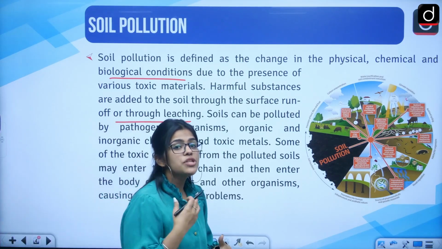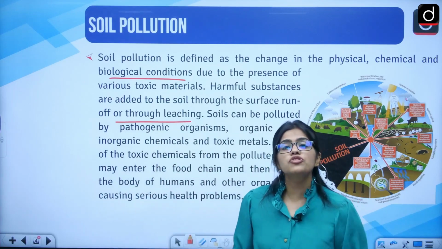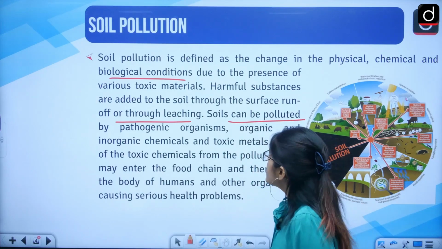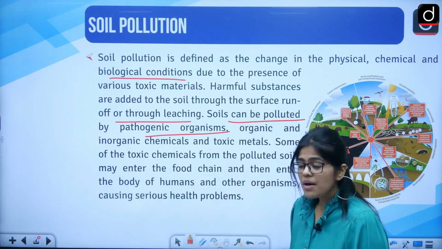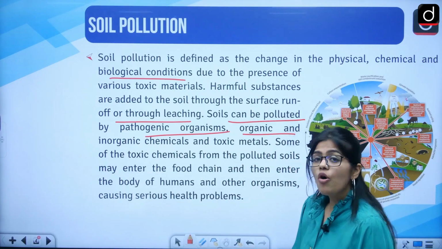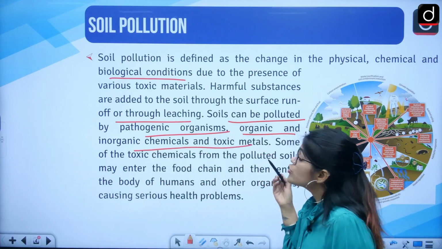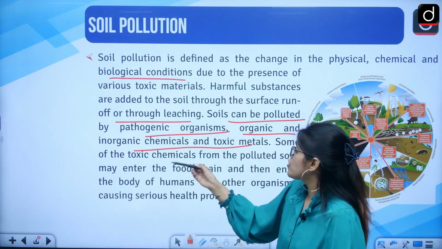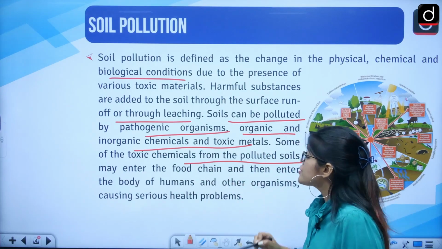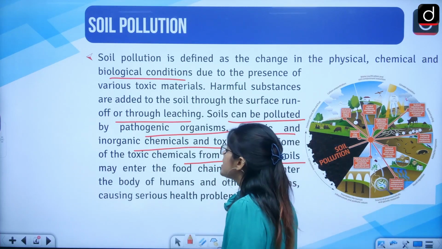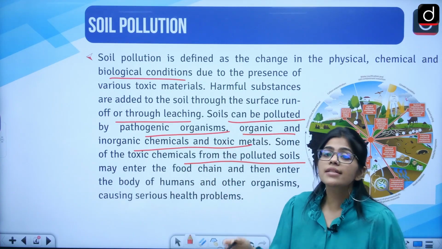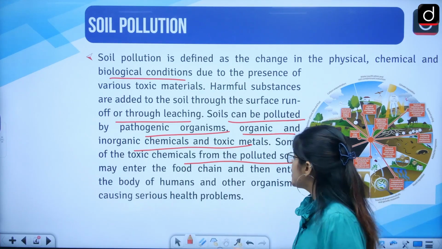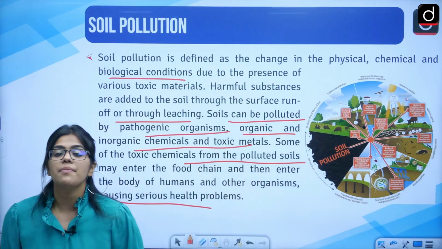This contamination will change the physical, chemical or biological characteristics of the soil. The soil can be polluted by different pathogenic organisms that are present there, or different organic or inorganic chemicals. Also, toxic metals can deteriorate the soil as well. Some of the toxic chemicals from the polluted soils can enter the food chain and then enter the human body and cause harmful problems. And other organisms can also be affected, and serious health problems can be caused.